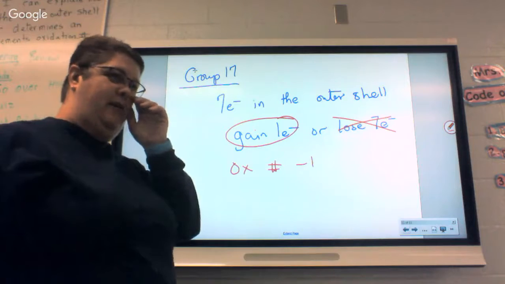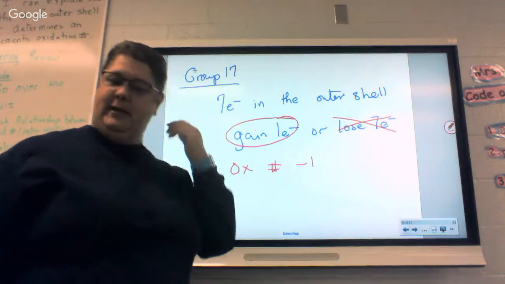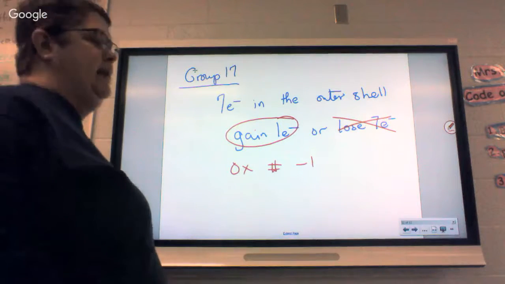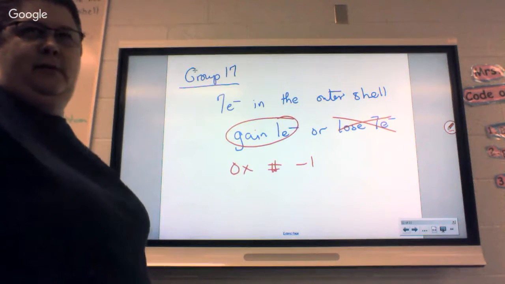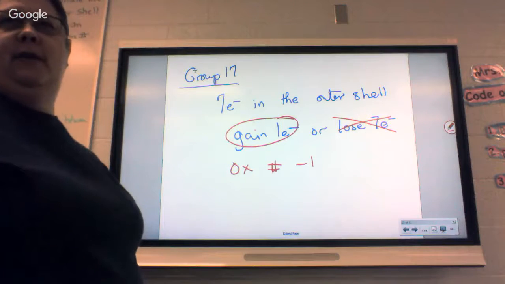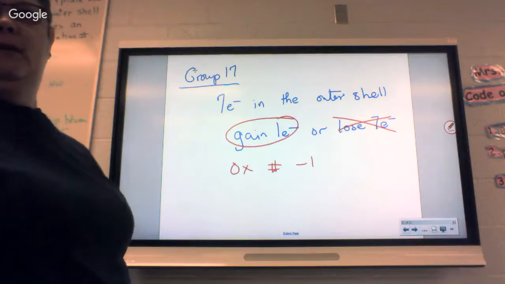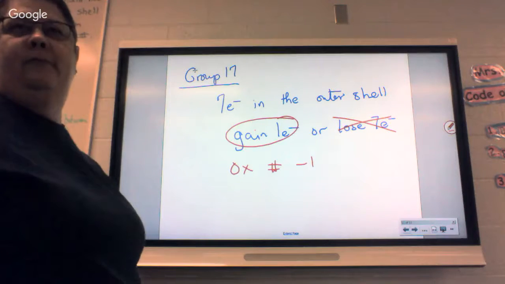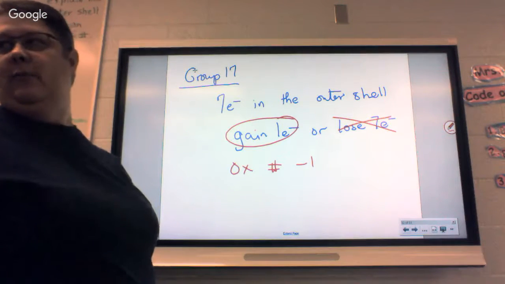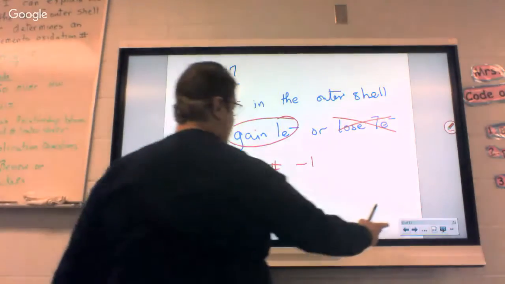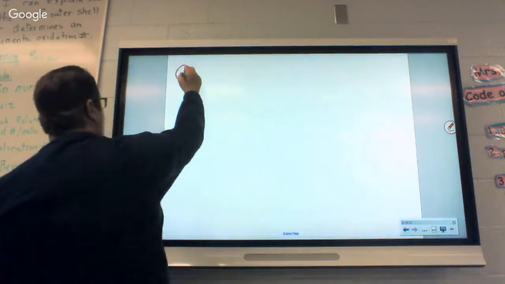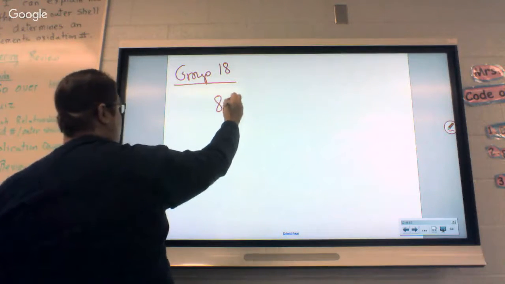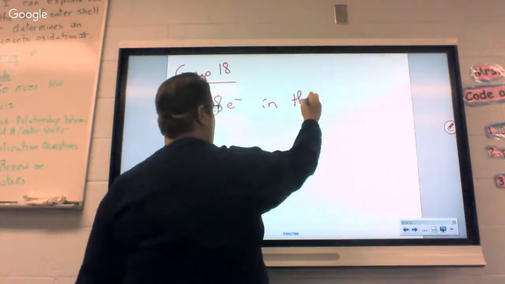So, to bring this together, catch up with me for group 18. What's going to happen then when we get to group 18? It's not going to mess around with it. All right, everybody caught up? All right, so group 18 has 8 electrons in the outer shell.